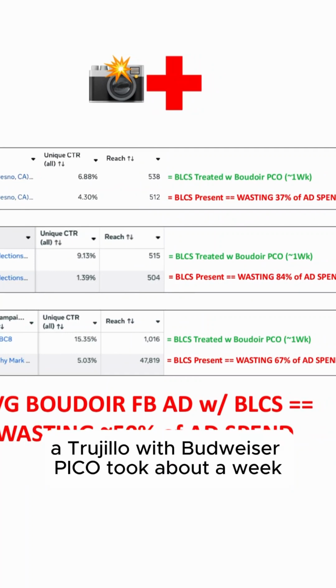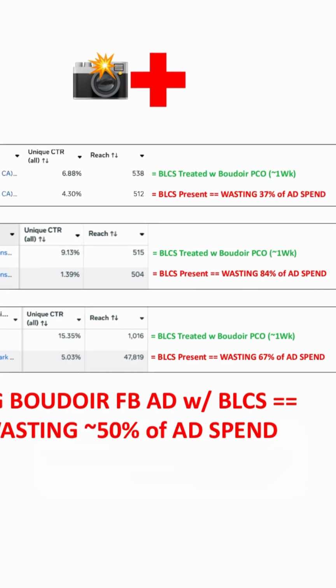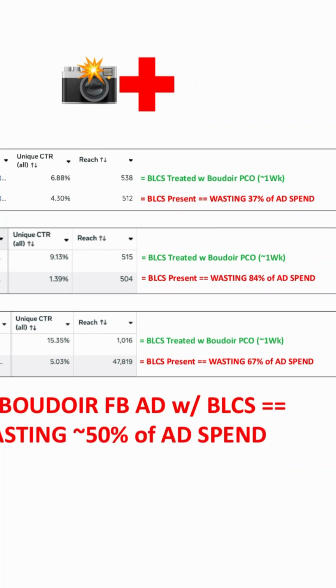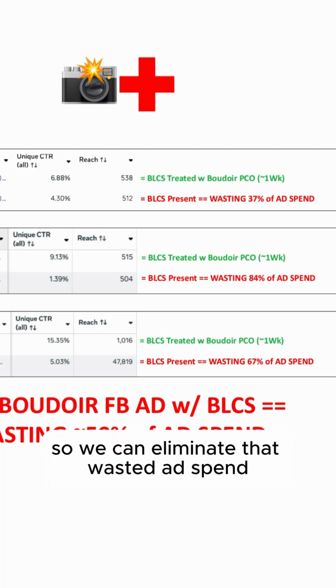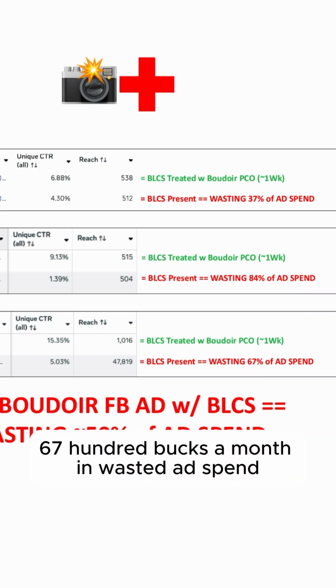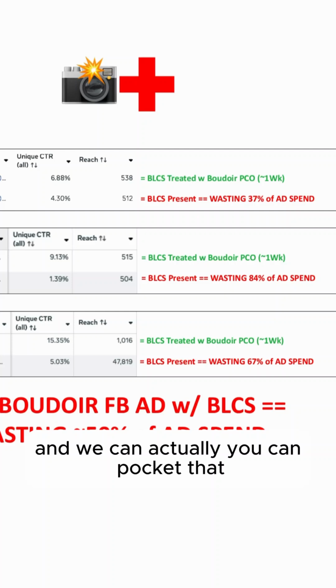Treated with Boudoir Pico, it took about a week and got the unique CTR all up to 15.35%. So we found out his original Boudoir Facebook ad is wasting 67% of his ad spend, so we can eliminate that wasted ad spend. If you're spending 10 grand a month in Boudoir Facebook ads, we can eliminate that 6,700 bucks a month in wasted ad spend, and you can pocket that.